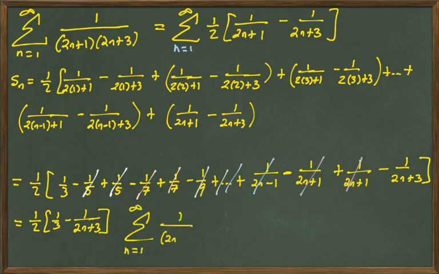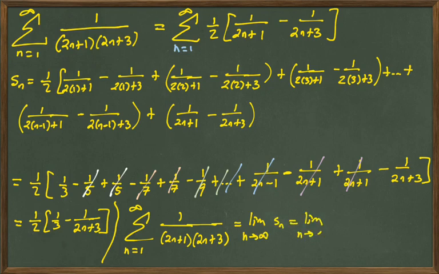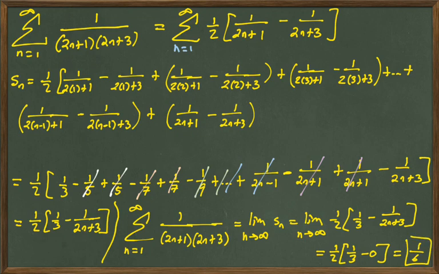That's what it ended up simplifying down to. So the sum, n equals 1 to infinity, of 1 over 2n plus 1 times 2n plus 3 is equal to the limit of the partial sum, S n, which is equal to the limit as n goes to infinity of 1/2 times 1/3 minus 1 over 2n plus 3. The 1 over 2n plus 3 is going to go to 0 as n goes to infinity. And so this series is going to converge to 1/2 times 1/3 minus 0, or 1/6. And so that is the sum of this series.